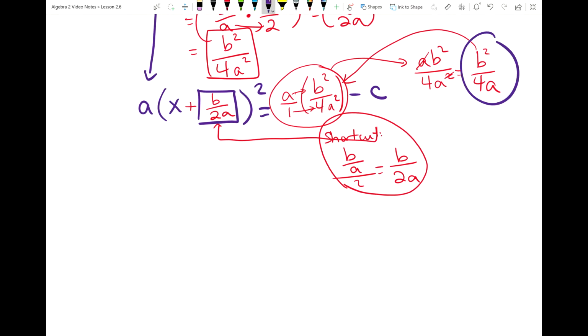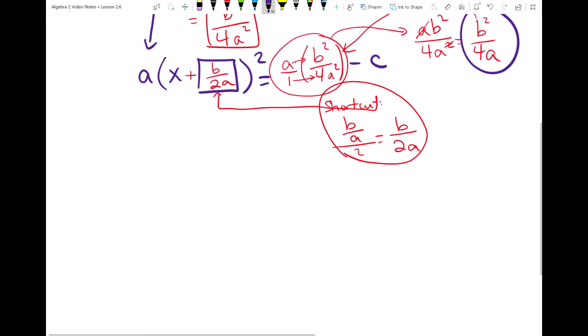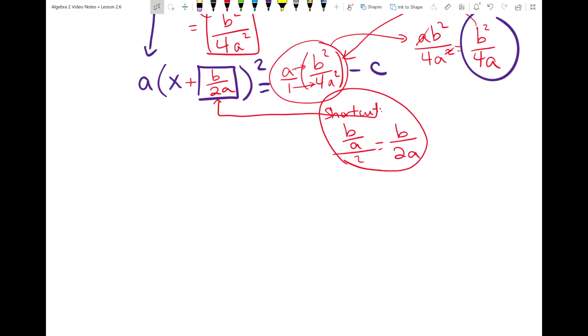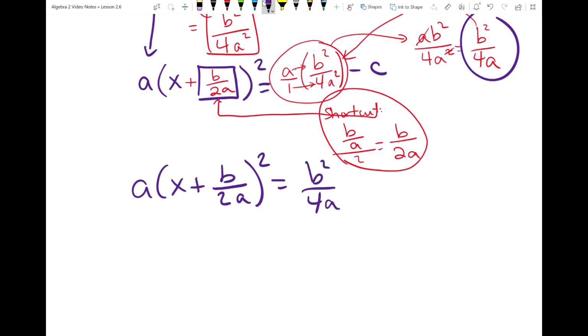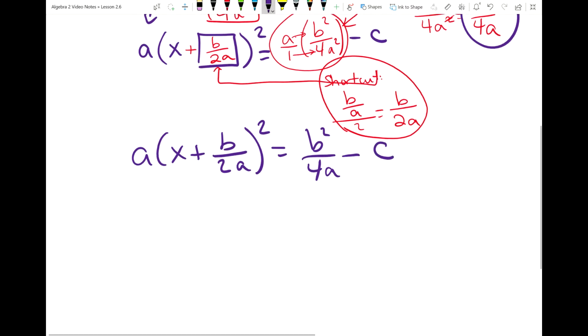Okay, and I'm going to replace that back in purple. So now we have a times x plus b over 2a squared equals, we got b squared over 4a minus c.